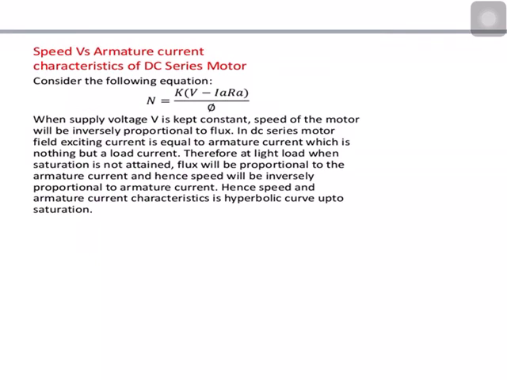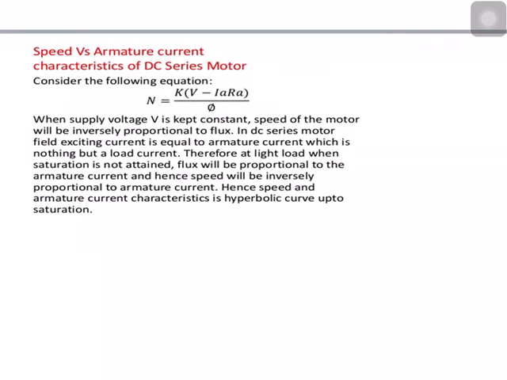But at heavy loads, armature current Ia is large, so the speed becomes low, which results in decreased back EMF EB. Due to this decreased EB, more armature current is allowed. If you see here, N is equal to K into V minus Ia Ra by phi. When supply voltage V is kept constant, speed of the motor is inversely proportional to flux.